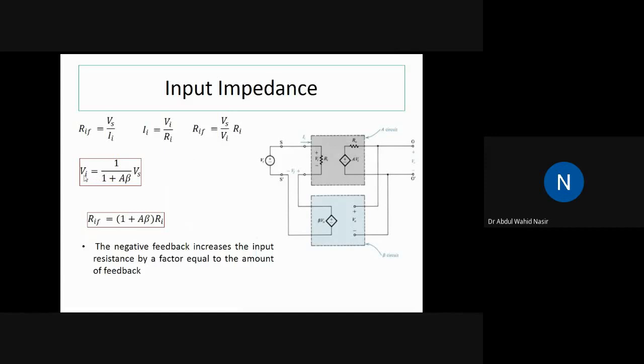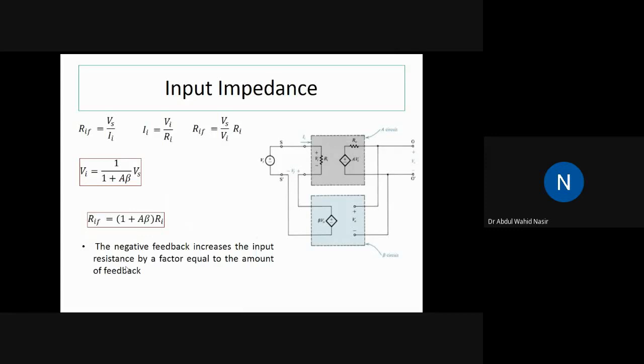Also, you know that Vi is equal to 1 by 1 plus A beta into Vs. You just cleared in the previous slide. So if you substitute this value of Vi here in this equation, then you will end up having the relation Rif is equal to 1 plus A beta into Ri. That means your input resistance is equal to Ri times 1 plus A beta.